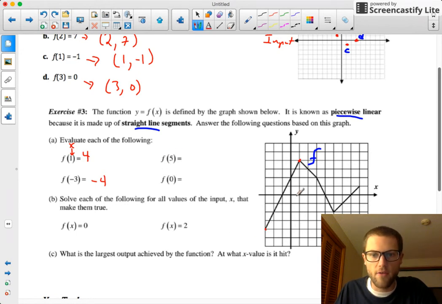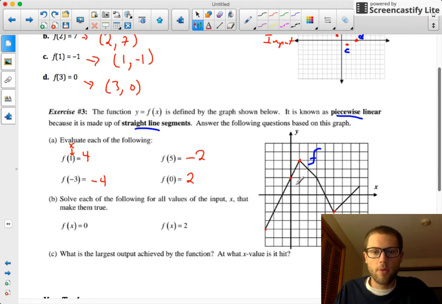For f of 5, I'm going to look for my input of 5, 1, 2, 3, 4, 5, and find where my graph is for the output. It's at -1, -2. So f of 5 is -2. And finally, f of 0 is going to happen when my input is 0, and my output for this graph is at 2.